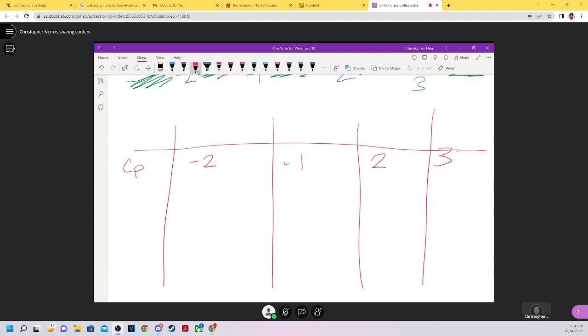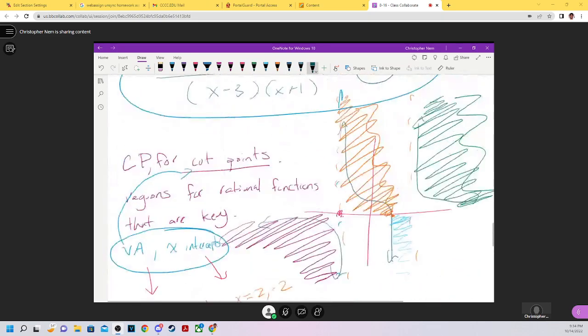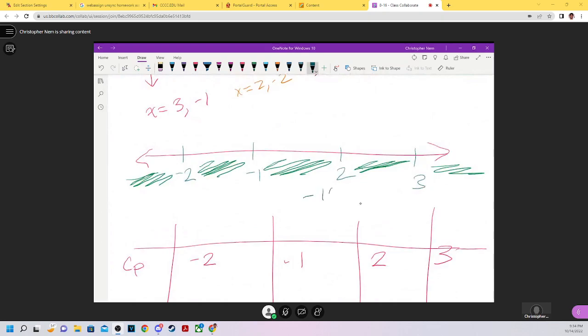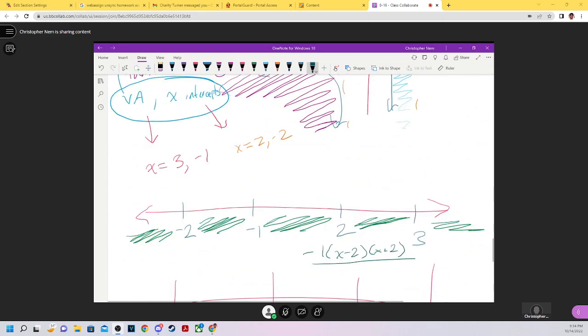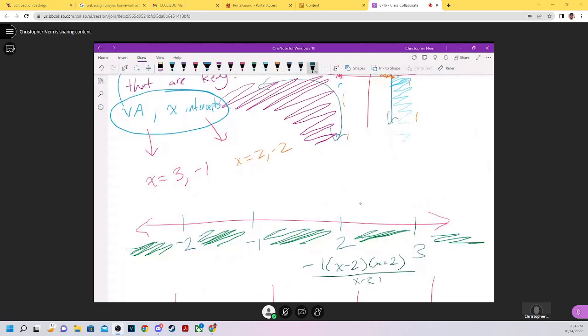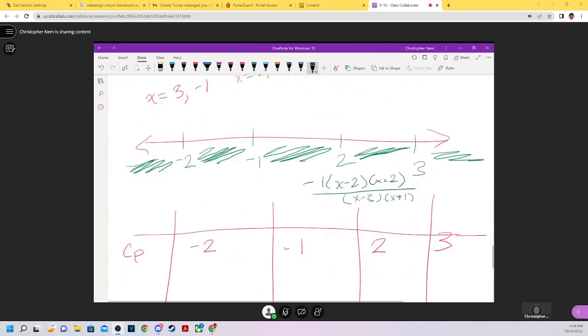It's very helpful if I write my function up here so we don't forget what our function is. Negative 1 times (x minus 2)(x plus 2), all over (x minus 3)(x plus 1). This is our function, so we don't forget.